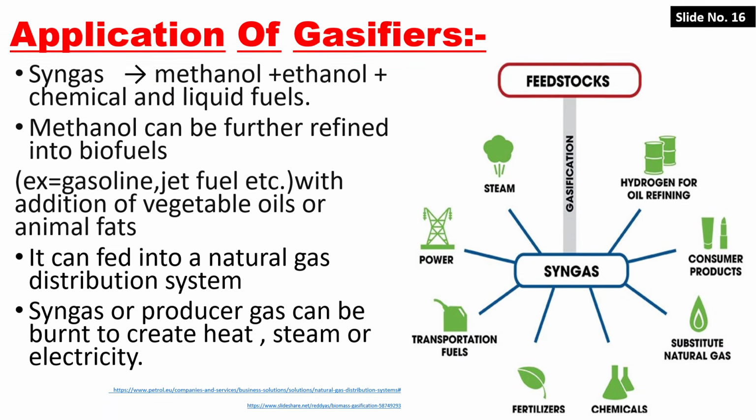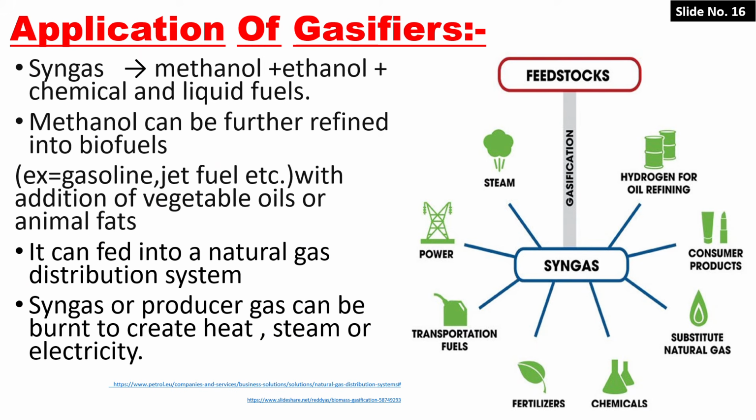The last topic of my presentation is applications of gasifiers. Syngas or producer gas can be burned to create heat, steam or electricity. It can be converted to methane and fed into the natural gas distribution system, which is used for transport of natural gas through local or regional gas networks for the purpose of supplying customers.